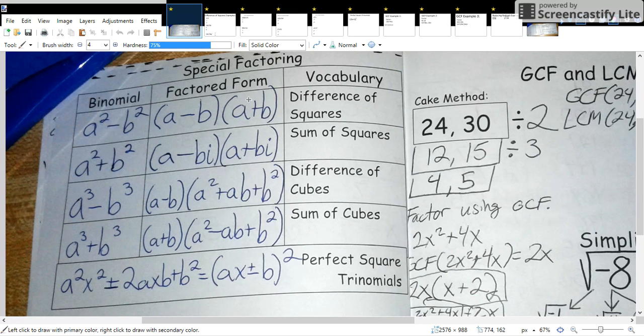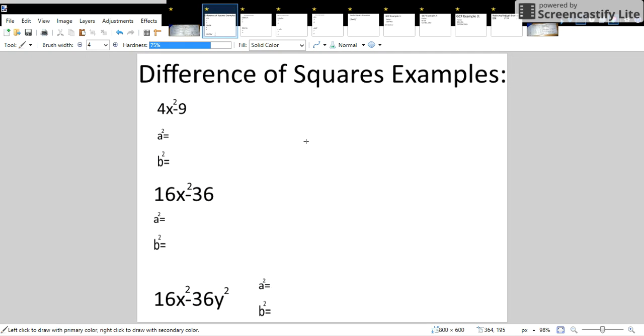You could actually put these two binomials in the other order since they are commutative. So you could also have a plus b and then a minus b. So let's try some examples for this. So difference of squares examples.